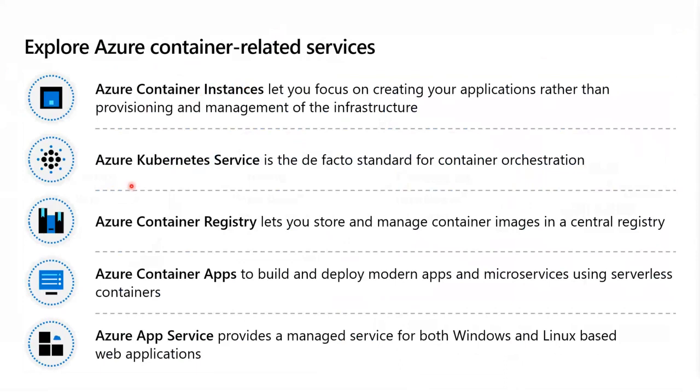Then we have Kubernetes. Kubernetes is a service that allows me to orchestrate multiple containers. But remember, Kubernetes is open source, and Azure has its own implementation. We can see Azure Kubernetes Service as Kubernetes as a service, all right? What Azure offers me is an implementation of Kubernetes, and we don't have to worry about managing the entire infrastructure. What else? We have Azure Container Registry, which lets me store my own images. And Azure Container Apps is another service that allows me to deploy modern applications and microservices using serverless containers.